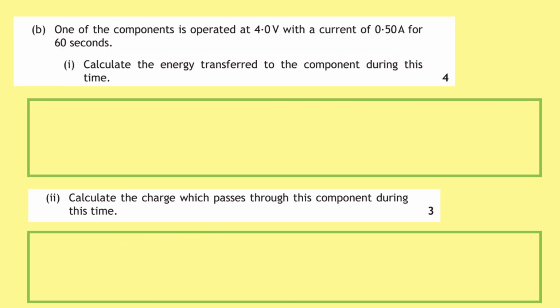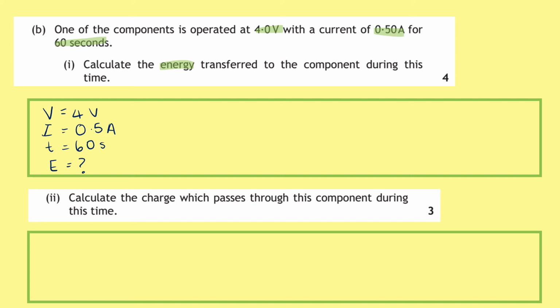Part B. One of the components is operated at 4 volts with a current of 0.5 amps for 60 seconds. Calculate the energy transferred to the component during this time. With questions like this, we always want to make a little list of what we know and what we want to find out. So initially, we have got our voltage just there. I'll highlight these first. We've got our voltage, we've got our current, we've got a time just there, and we want to calculate energy. So V is 4 volts, I is 0.5 amps, T is 60 seconds, and we've got a question mark next to our E.